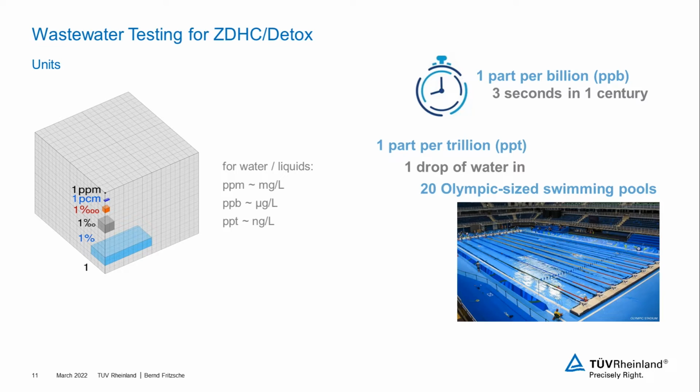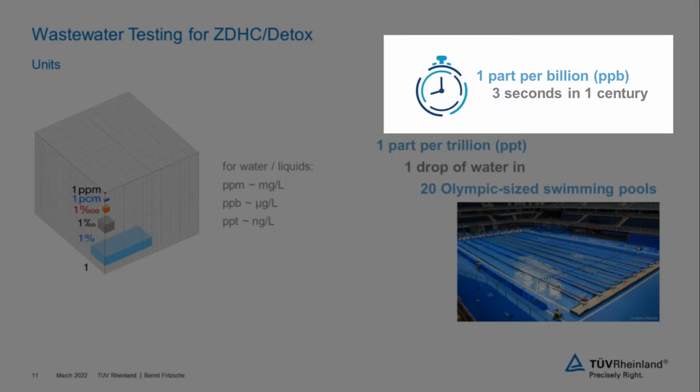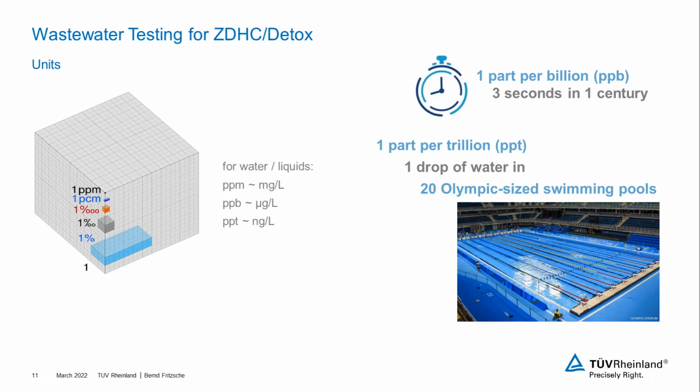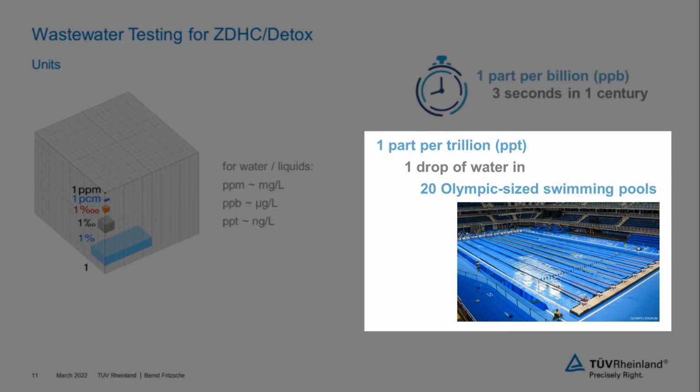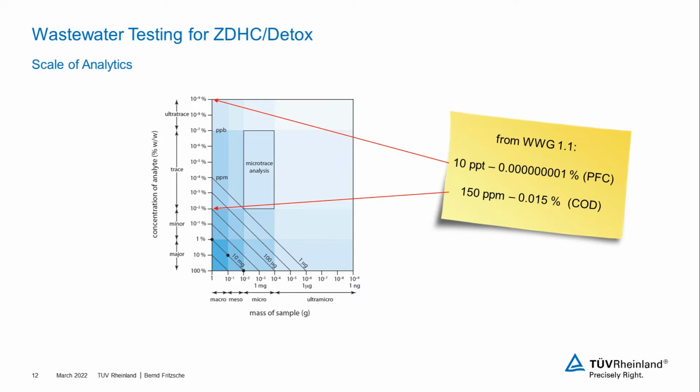However, that's just where it starts when we talk about wastewater testing. There we commonly go down to parts per billion, which, if you want to imagine this one, would be representative of 3 seconds in a whole century. For some parameters we even have to get lower than this, talking about parts per trillion. To imagine this, think about not 1 but 20 Olympic-sized swimming pools. Then add 1 drop of water and try to find it and determine its presence in the big water body.